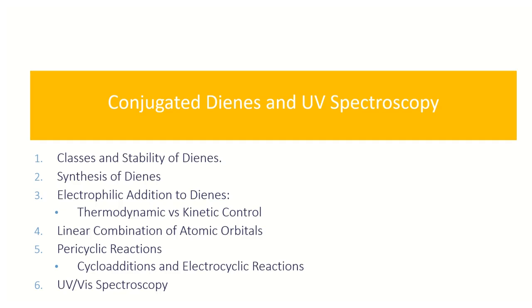Remind yourself that addition is the removal of a degree of unsaturation. We'll be looking at thermal and the kinetics of this. We'll move deeper into the linear combination of atomic orbitals, and then further our knowledge on these conjugated dienes when we start to look at pericyclic reactions. Among the pericyclics, we'll be looking at cycloadditions and electrocyclic reactions. We won't be covering sigmatropics. And then I'll top it off with some UV-Vis.